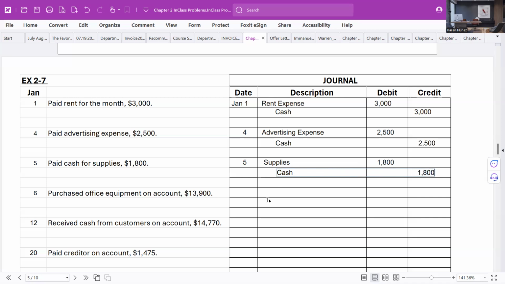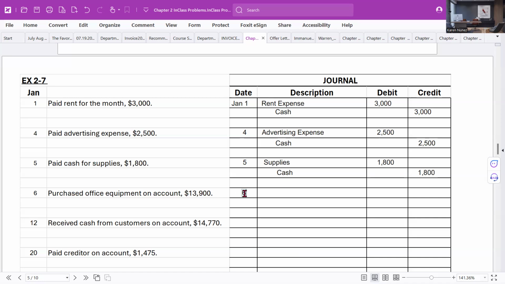Next, we're purchasing office equipment on account. So now in this transaction on the 6th, we're buying this office equipment, but we don't have the cash. We are promising to pay the account, right? So we are buying the equipment on credit, right? It's on account. That's on credit. We have to record that liability.